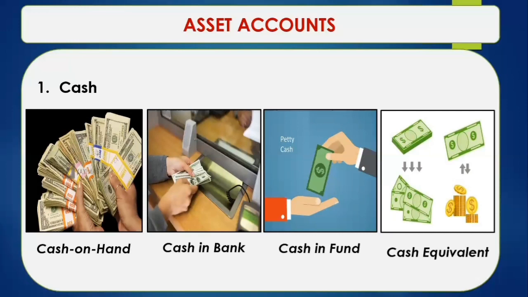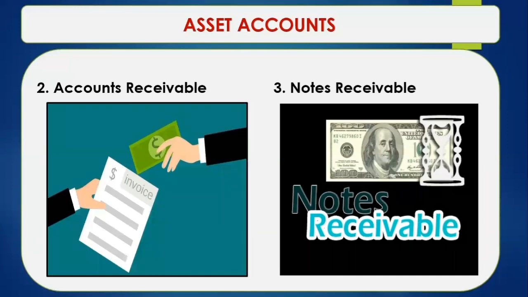Now, another example under asset account would be accounts receivable. And this refers to customers' accounts arising from selling activities. This is also called trade accounts receivable. This usually occurs if your customers didn't buy on cash. Instead, they bought your products on credit. And so for this matter, you have receivables from your customers.